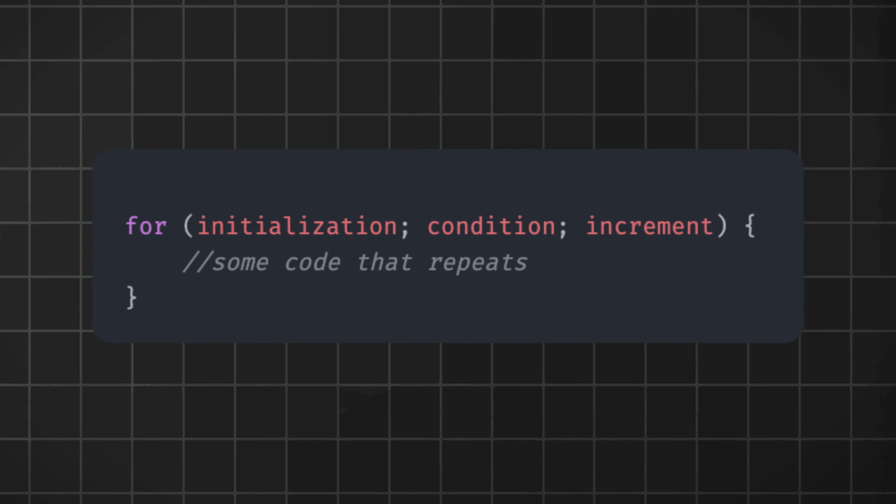Let's look at the syntax. We use the for keyword followed by a set of parentheses. Inside these parentheses, we need to include three things: the initialization, where we set up the loop counter variable, the condition, a test that runs before each iteration of the loop, and the increment or decrement, which increments or decrements the counter variable at the end of each iteration.